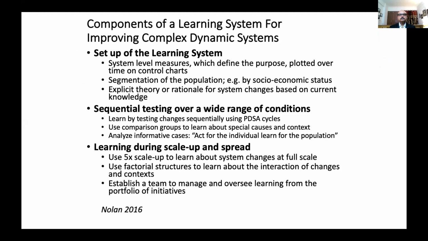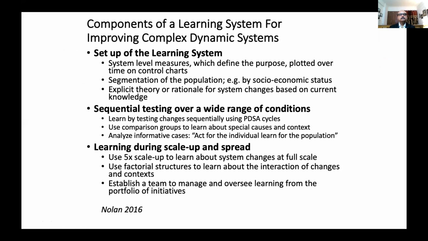When we set up a learning system, we're thinking about what are the system level measures? How do we use system level measures to understand what's going on? These are a small set of measures that are what we call big dots that we plot over time. Secondly, how do we segment the population? Obviously, thirdly, what is our theory for change?